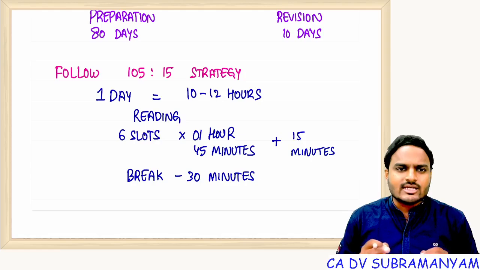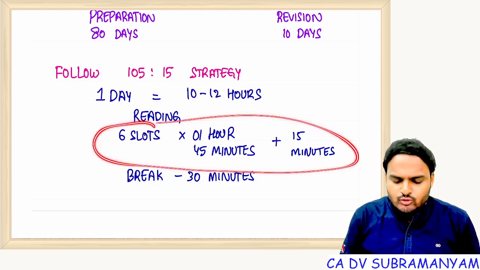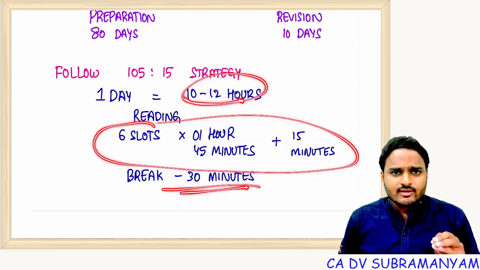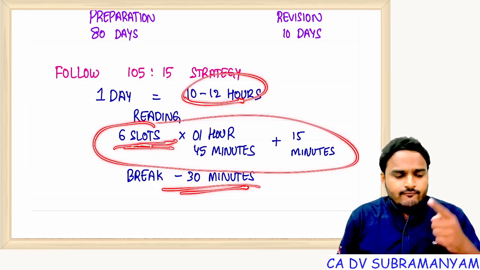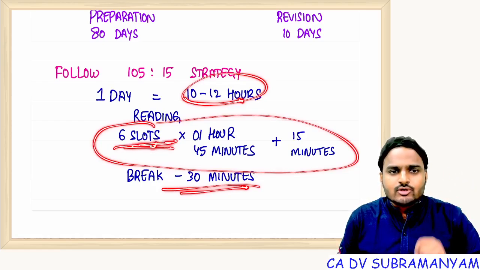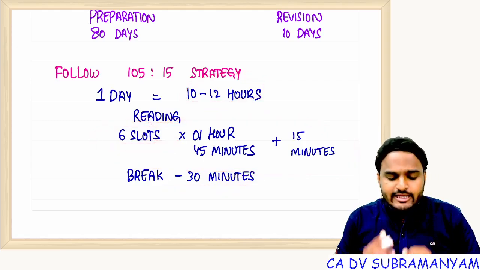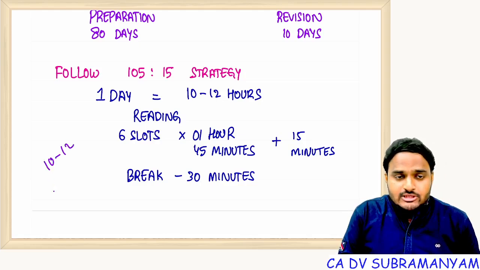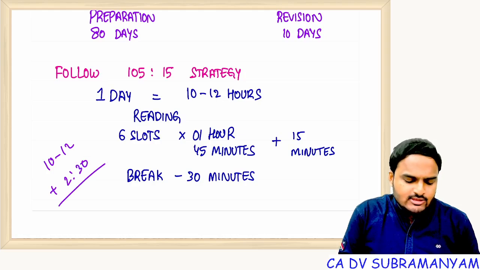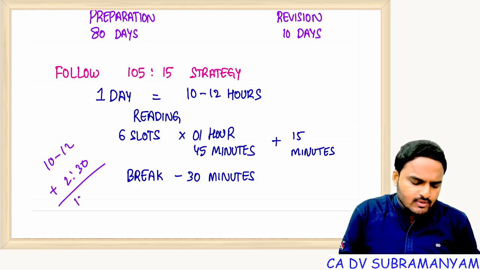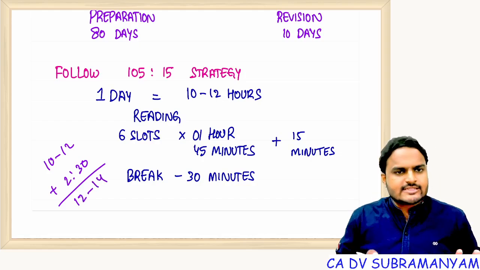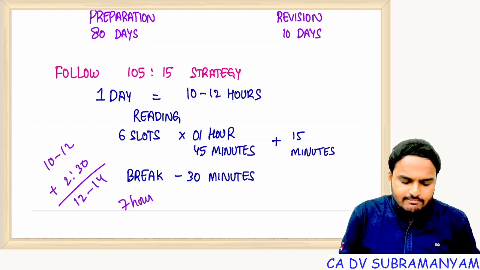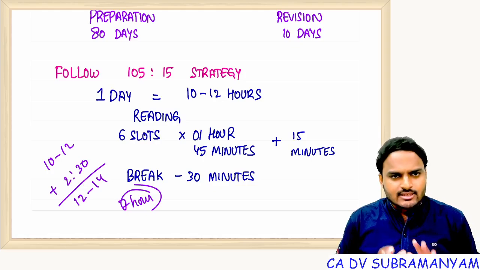Getting my point, students? Like that, if you spend 10 to 12 hours on preparation with breaks of 30 minutes, you can take some 5 breaks here. Understood? There are 6 slots, right? After the first slot a break, after the second slot a break. Like that, in these 6 slots, 5 breaks are there. So in total, you are spending 10 to 12 hours on preparation plus breaks of 2 hours 30 minutes, so approximately 12 to 14 hours. And you spend 7 hours for sleep. Getting my point, students? That's it.